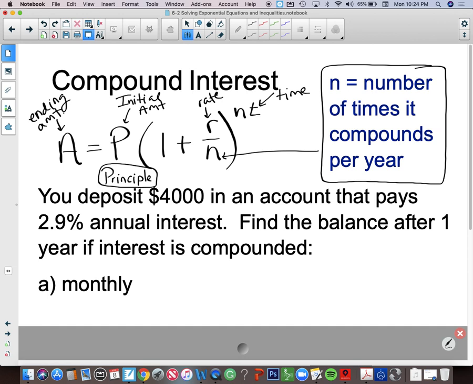So the number of times it compounds per year, we're going to put that into some numbers here. We are depositing $4,000 in an account that pays 2.9% annual interest. So we have enough information to set up a formula. This is the first thing we're going to use, and it's going to tell us what our n is. It's going to compound monthly.